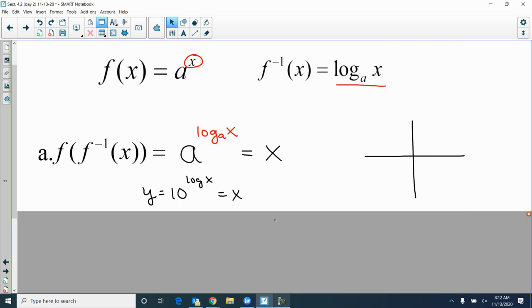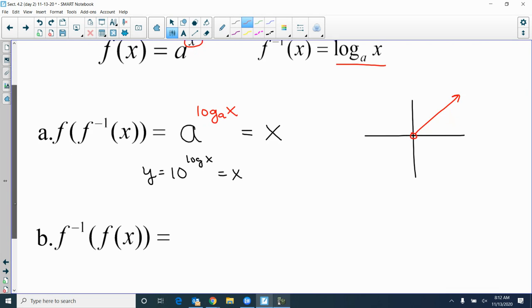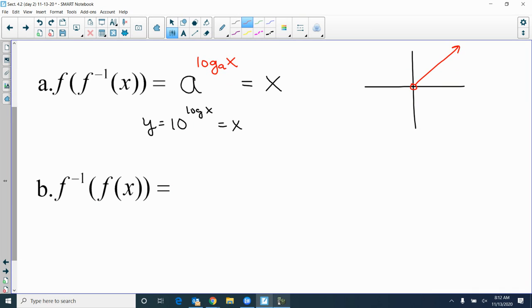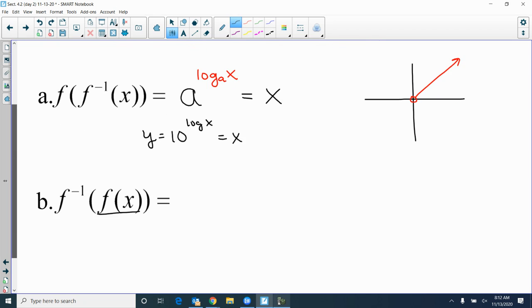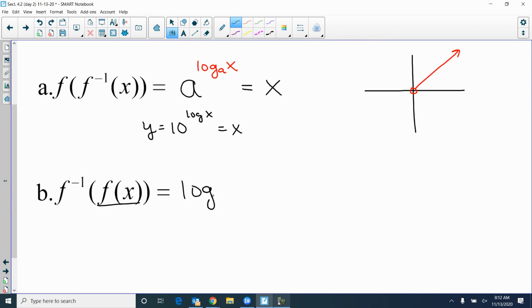I'm actually going to put an open dot right here. Draw that in. Okay, now take a look. What does f inverse of f of x look like? For those two cases, f inverse of f of x. So we're going to plug in f of x, which is a to the x. So it's going to be log base a of a to the x. Well, what should that equal? That's going to equal x.